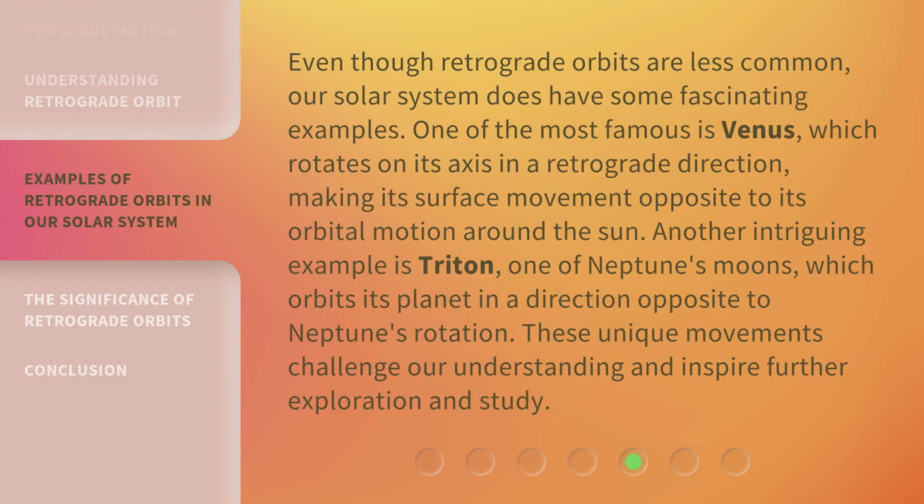Even though retrograde orbits are less common, our solar system does have some fascinating examples. One of the most famous is Venus, which rotates on its axis in a retrograde direction, making its surface movement opposite to its orbital motion around the Sun. Another intriguing example is Triton, one of Neptune's moons, which orbits its planet in a direction opposite to Neptune's rotation. These unique movements challenge our understanding and inspire further exploration and study.